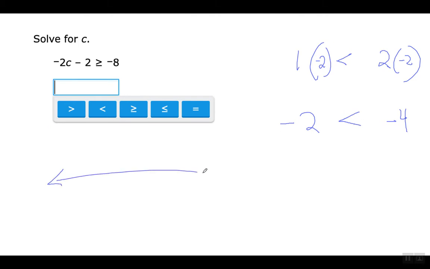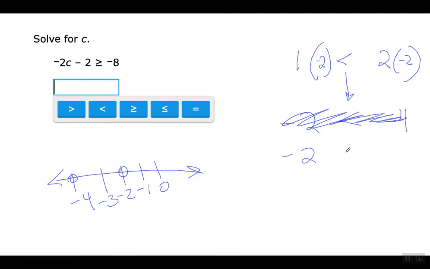Because look, on a number line, here's 0, negative 1, negative 2, negative 3, negative 4. Negative 2 is actually bigger than negative 4. It's bigger, it's not smaller. If I leave the sign like that, this is wrong. It's saying that negative 2 is less than negative 4, and that's not the case.